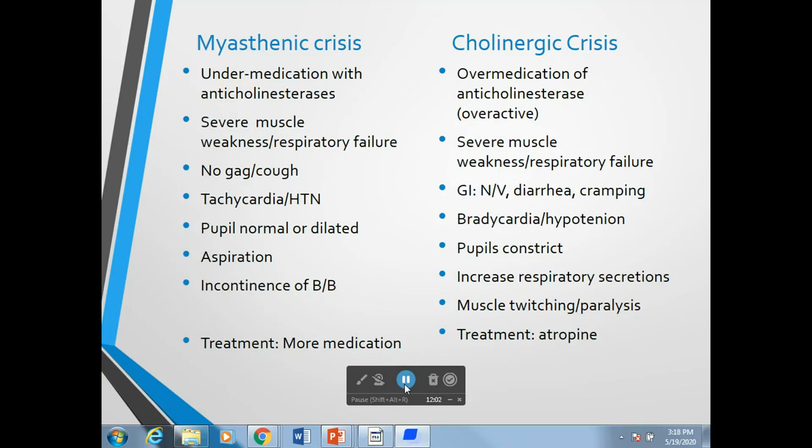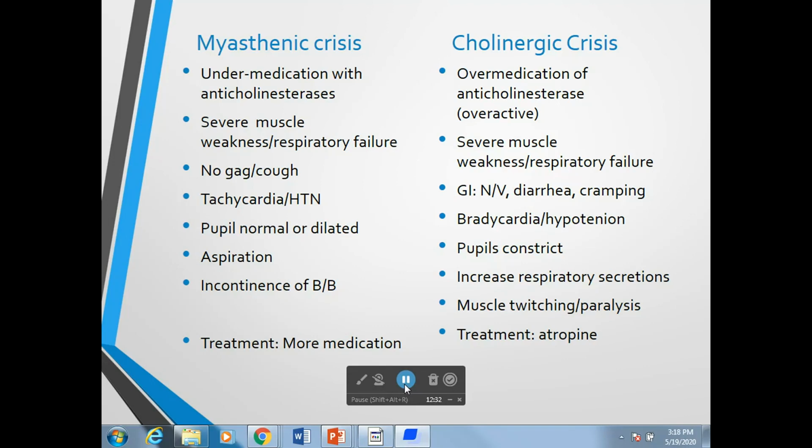If you see these signs of severe muscle weakness and even respiratory failure, and you give them some Tensilon, do you think that their symptoms are going to improve, or do you think that they're going to get worse? Well, with myasthenic crisis, they're going to actually improve. So if you give them a Tensilon test and their symptoms get a lot worse, that tells you that they have cholinergic crisis.